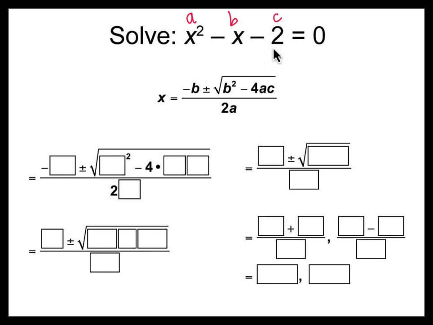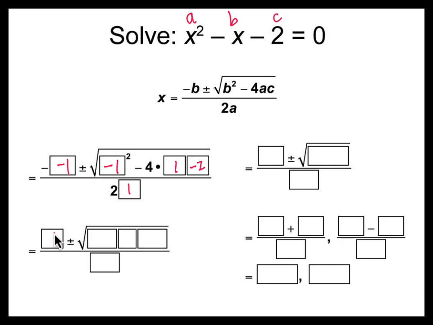constant term. So in this case, a is equal to 1, b is equal to -1, and c is equal to -2. Plug these values into the formula. So here, b is -1, and b goes in here. a is 1, and c is -2, and a goes in here, which is also 1.